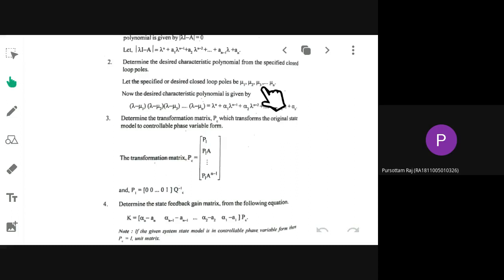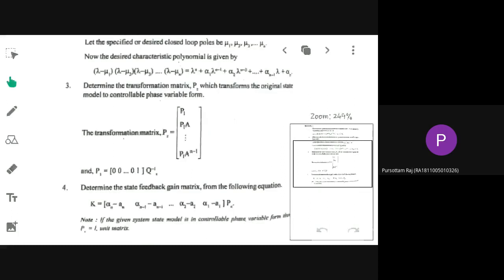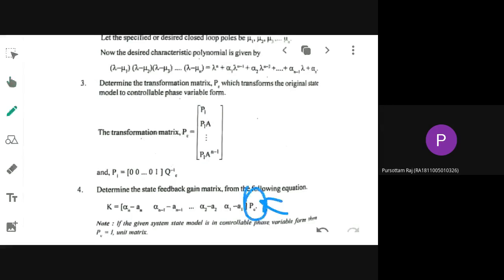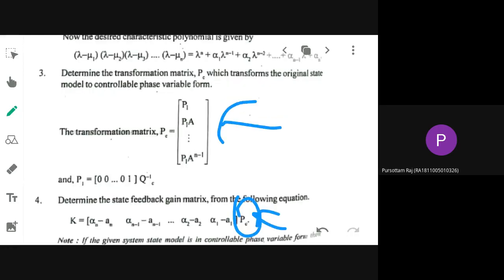Then one more matrix you need to determine, that is your PC. So what is the formula for PC? PC is called the transformation matrix, that is given by what formula? P1, P1A, P1A minus 1. A is already known to you, that is your system matrix, but you don't know how to derive the formula for P1. How will you derive P1? That is given here, no? What is the formula for P1? 0, 0, 0, the final element alone will be 1 and you have to multiply with QC inverse. So you know what is QC.